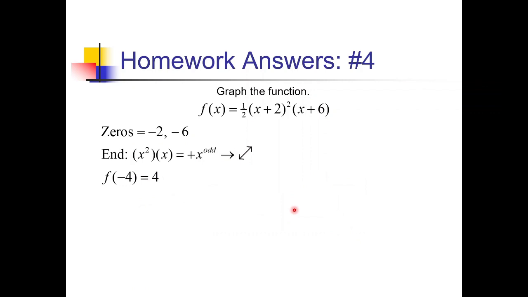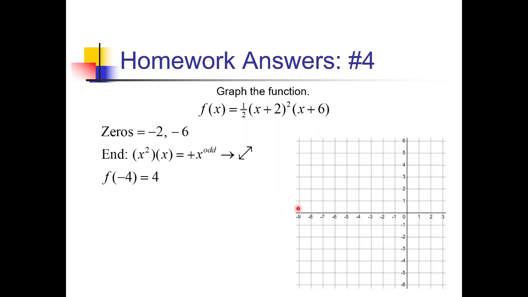All right, let's graph all this. So I have my first x-intercept of -6 back here. We have -4, 4, that's right up here. We have another x-intercept at -2, right here. And we said we were starting below the x-axis and ending above.